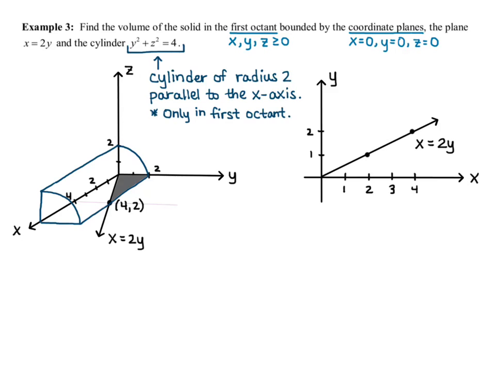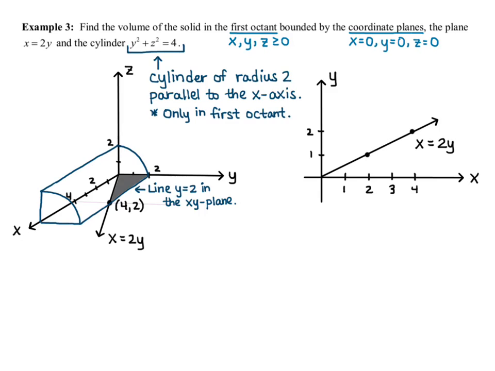We're told in the problem statement that the cylinder is one of the bounds, so I shade in the region in the xy plane bounded by the line x equals 2y, the y-axis, and the edge of the cylinder. The edge of the cylinder in the xy plane is the line y equals 2, so now we can figure out all the bounds of the region of integration.